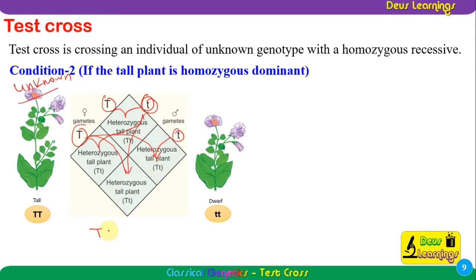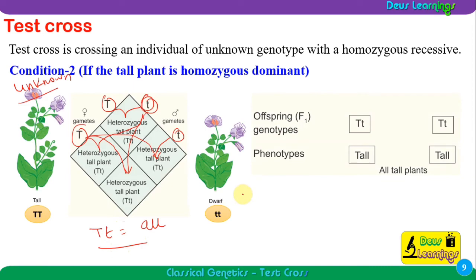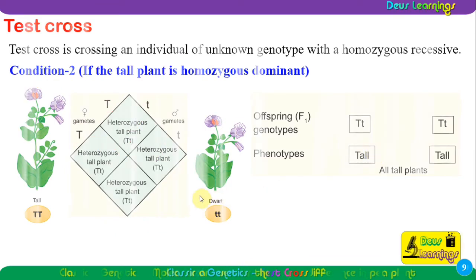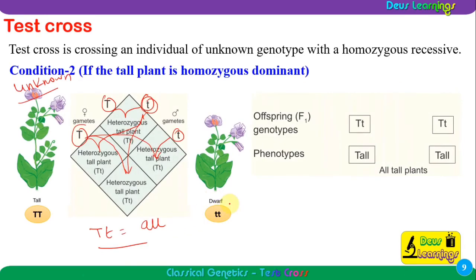So this combination is all the same, right? All individuals possess this character. That means all plants are tall, right? Both possess the same, so all plants are tall. So if in F1 generation you get all tall plants, that means the unknown is homozygous dominant.